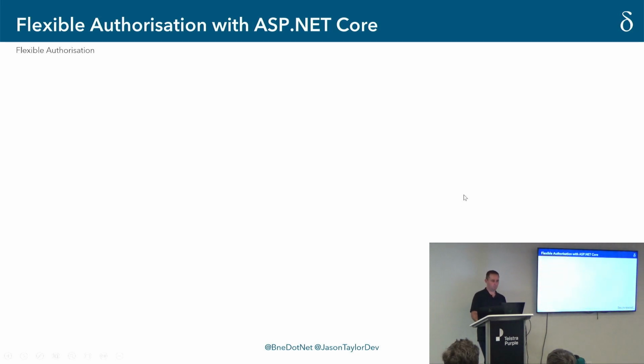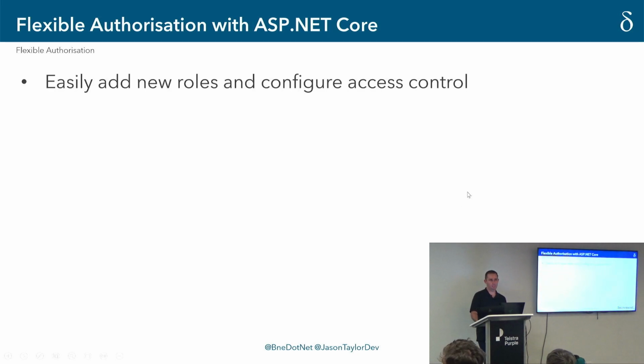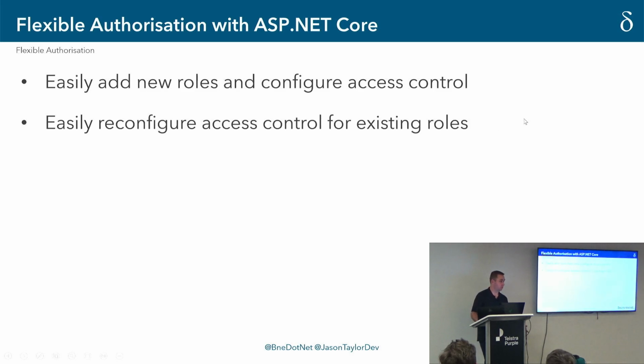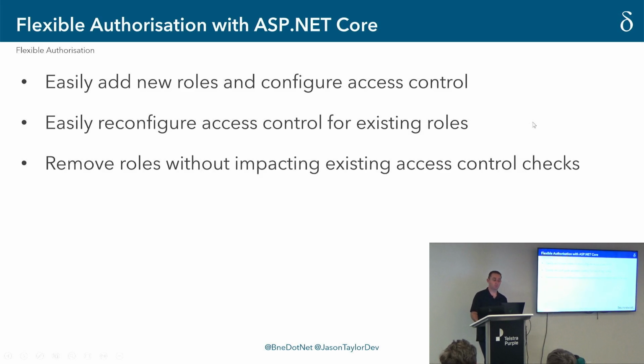So next up, flexible authorization with ASP.NET Core. What exactly would that look like? Well, it would be easy to add new roles and to configure access control. It would be easy to reconfigure access control for existing roles. We should be able to remove roles without impacting any access control checks. We can't do that currently. We have to deploy a new version of the system if we're going to do that.